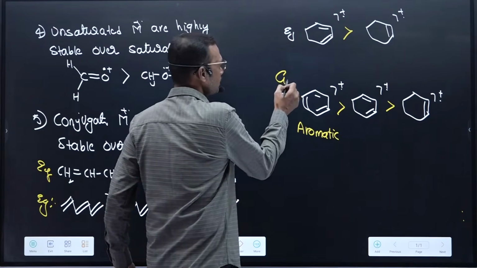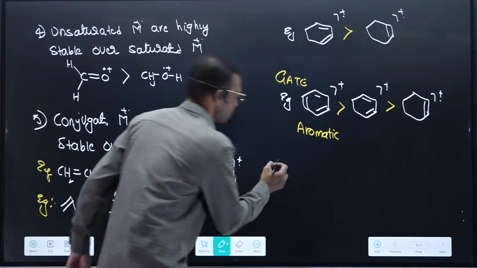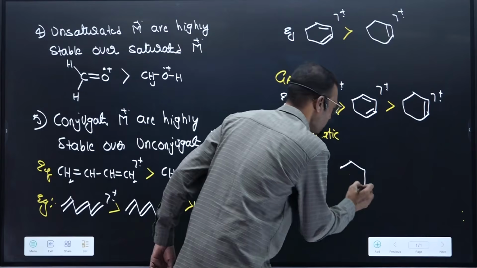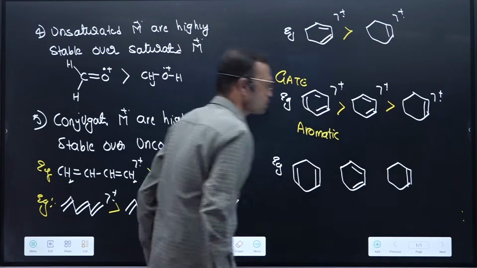This is a GATE question. It is given in one of the entrance examinations. So this is a double bond, and here is one more double bond, and here one more double bond. Which is more stable?